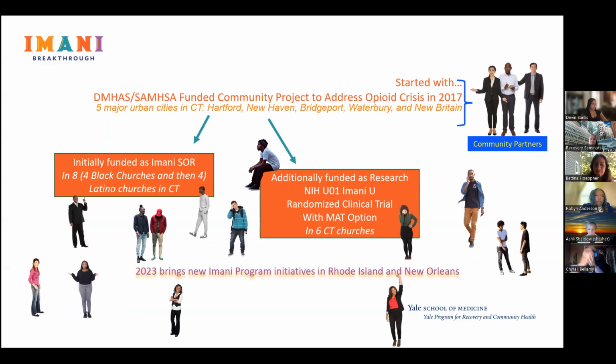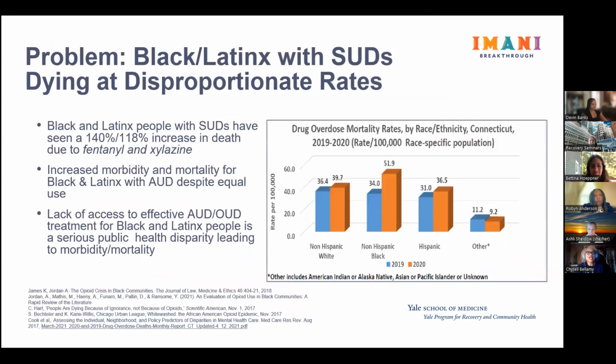We were then able to use research from those projects to apply for an NIH UO1, where we're now doing a randomized clinical trial with a medication for addiction treatment option as part of that randomized controlled trial. We're doing that in 6 Connecticut churches. We're also now doing Imani program initiatives in Rhode Island, which we're really excited about. We're starting there, doing training in June. And then we're also starting in New Orleans in June, July.